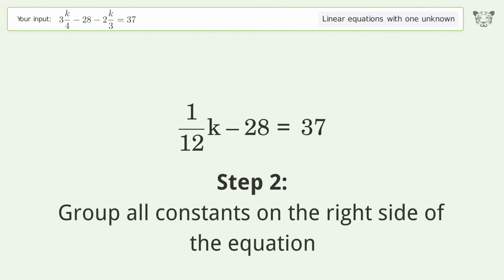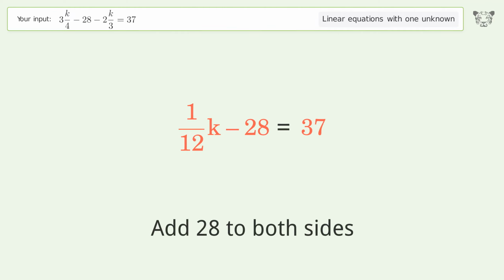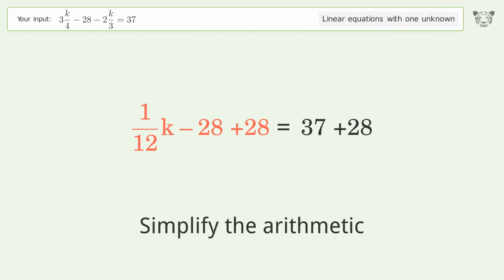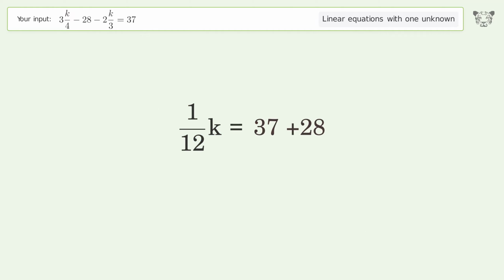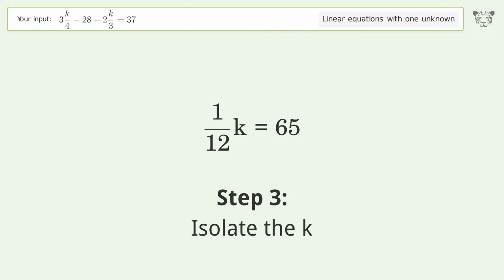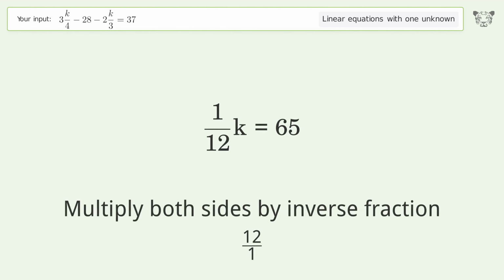Group all constants on the right side of the equation. Add 28 to both sides. Simplify the arithmetic. Isolate the k. Multiply both sides by inverse fraction 12 over 1.